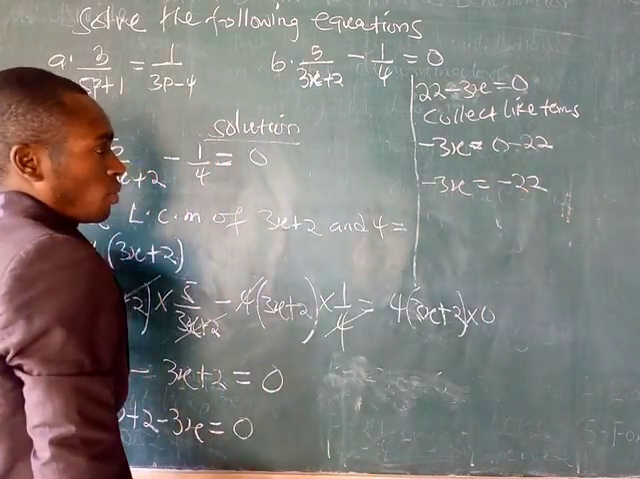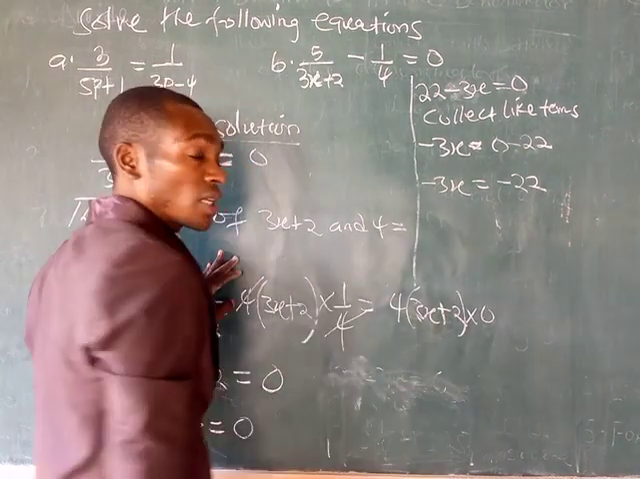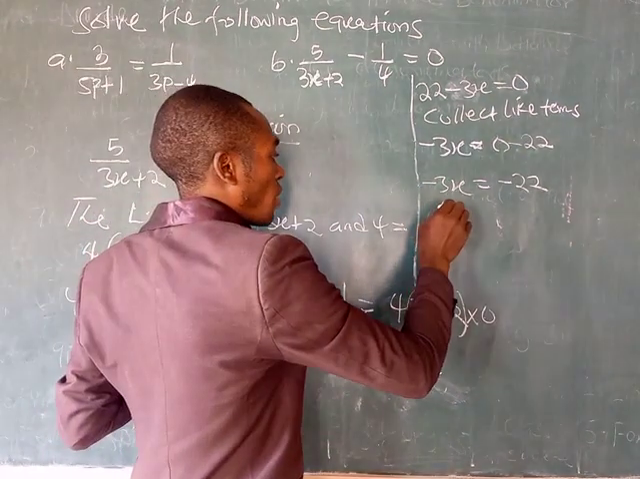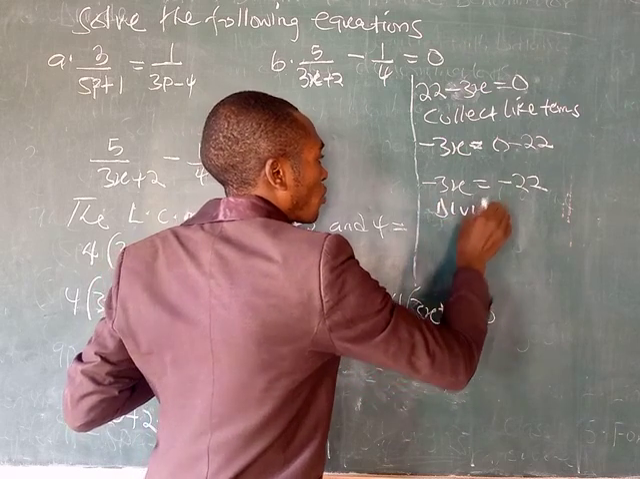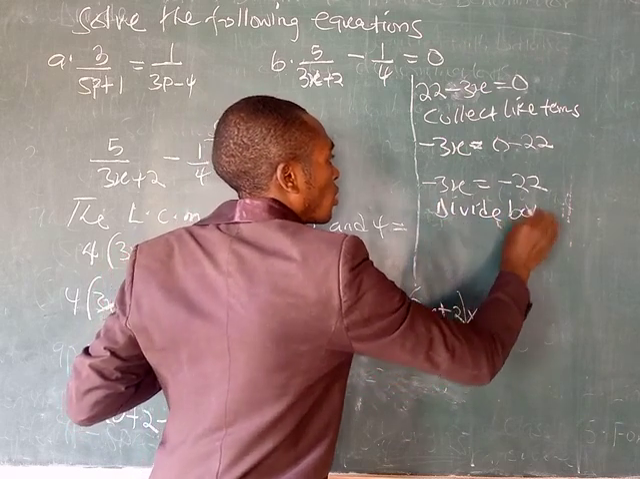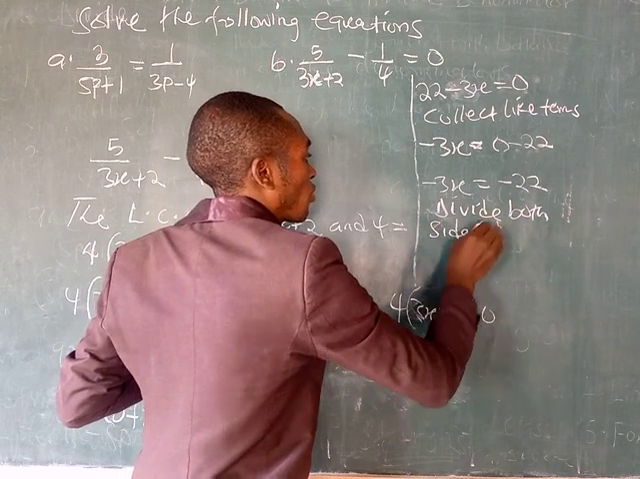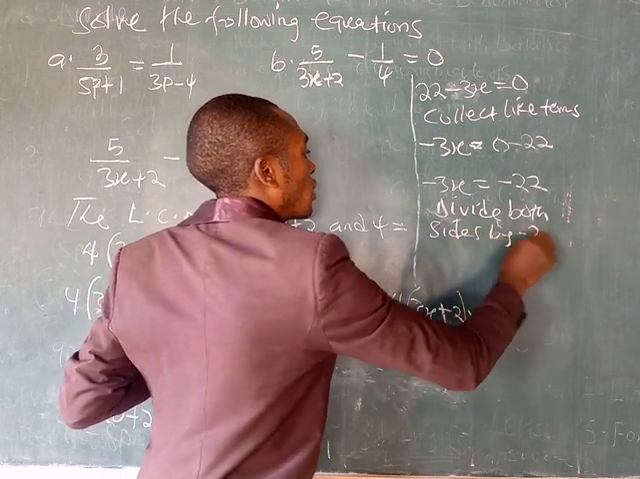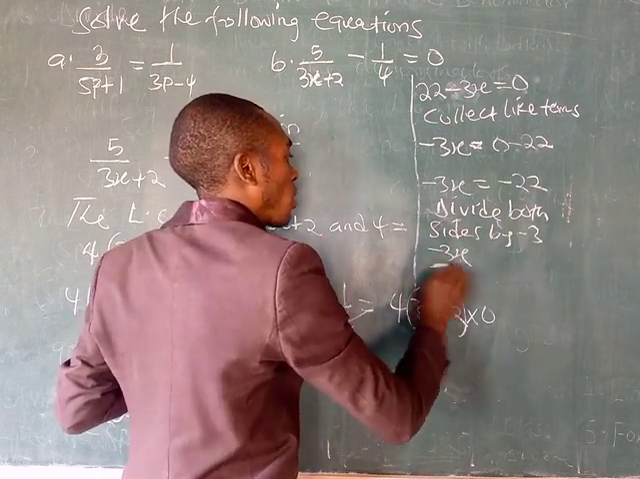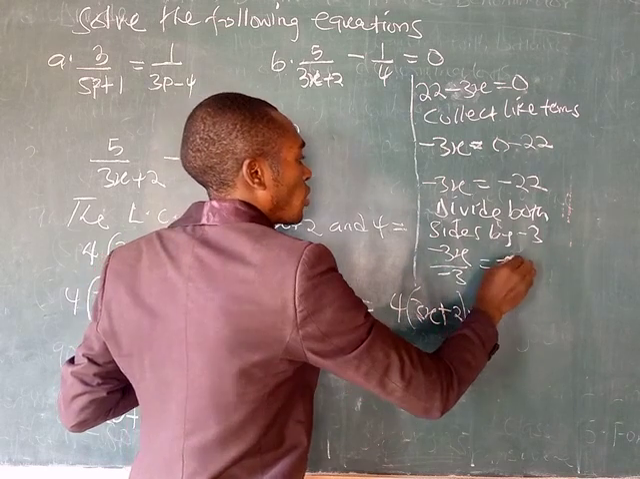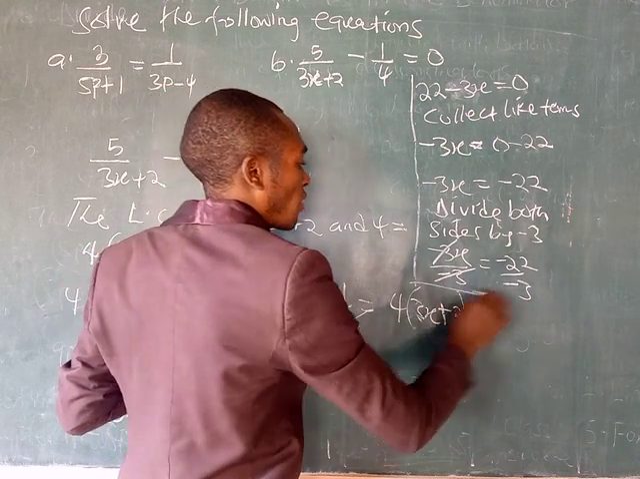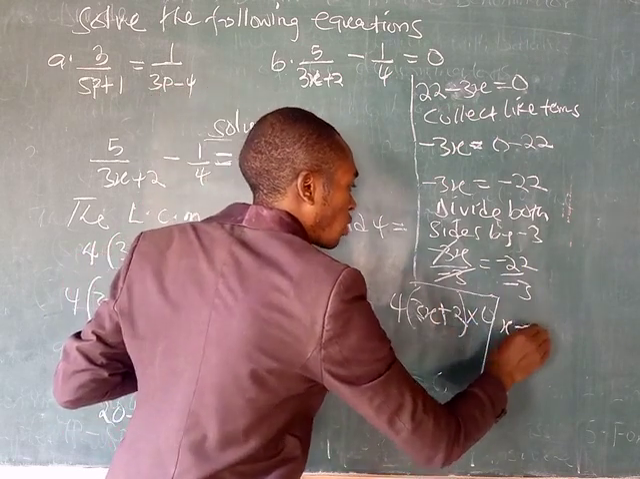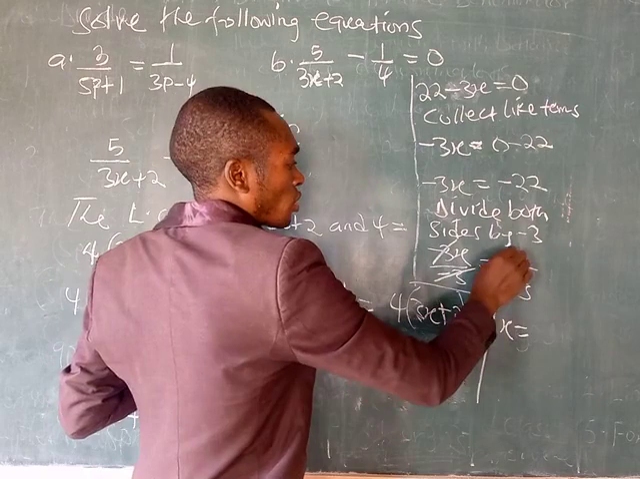Now we're going to divide both sides by minus 3. That's what we said: divide both sides by minus 3. So minus 3x over minus 3 equals minus 22 over minus 3. This cancels this. What we have left is x equals, and this minus cancels this minus.